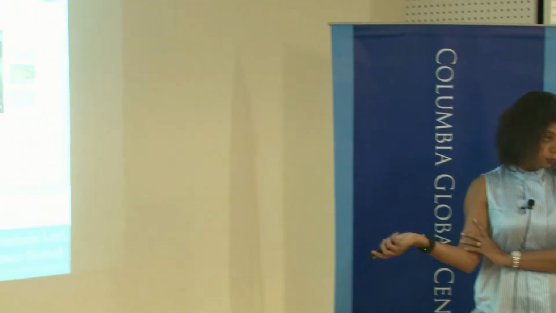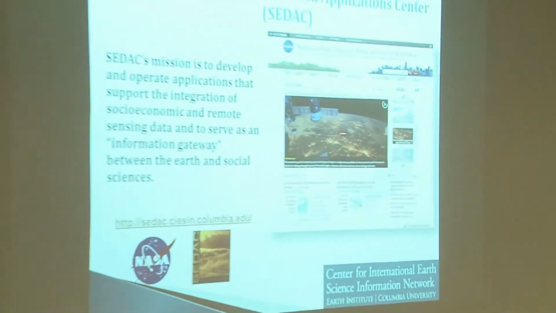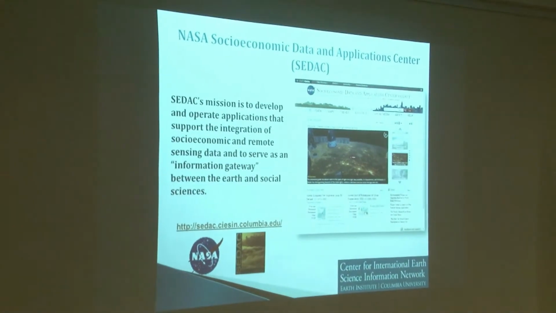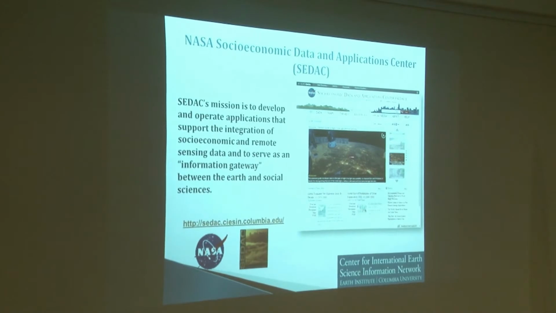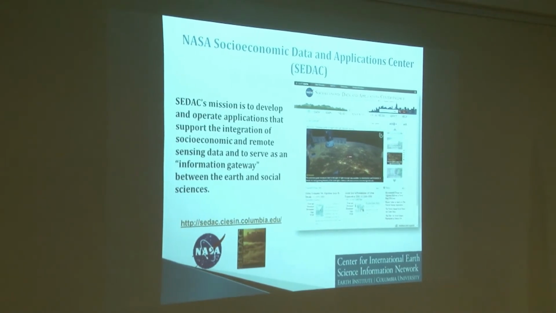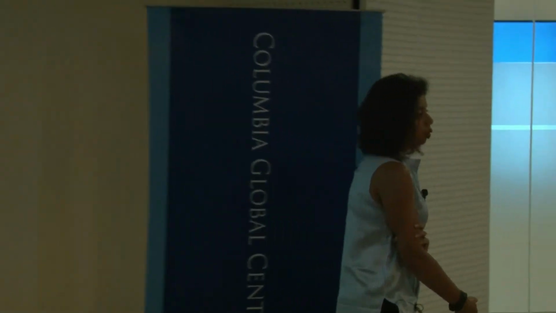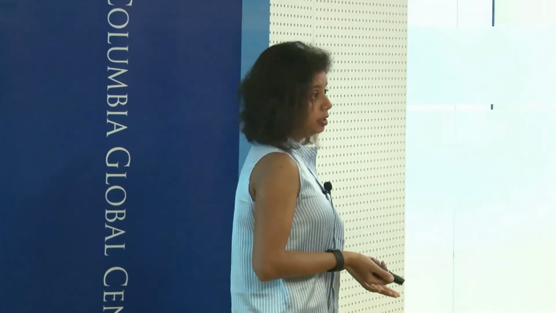So we do have some global data sets. If you go to this website, which is hosted by the center where I work, I work at the Center for International Earth Science Information Network, CIESIN in short. We are a center under Columbia University's Earth Institute, and we also host a NASA data center. Being a NASA data center, we collect data sets. Some of them are developed by us, scientists at CIESIN. Some of them are third-party data sets.